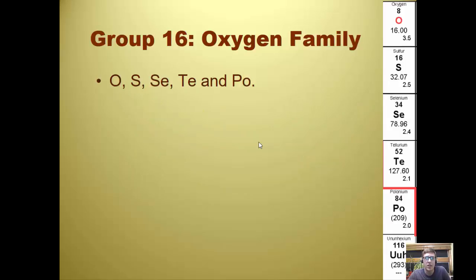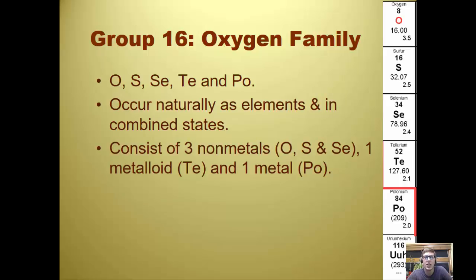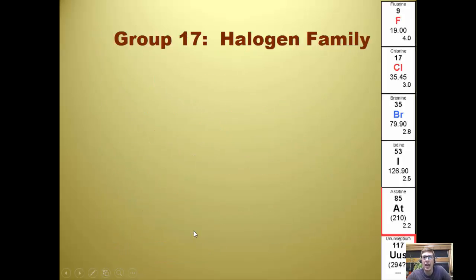Oxygen family. This is oxygen, sulfur, selenium, tellurium, and polonium. They occur naturally as elements and in combined states. They consist of 3 nonmetals, oxygen, sulfur, and selenium, and 1 metalloid, tellurium, and 1 metal, polonium. They have 6 valence electrons, and they tend to exist as diatomic and polyatomic molecules. Interestingly, you get oxygen gas, but you also get ozone, O3, and then you get sulfur 6, sulfur 8, and selenium 8.